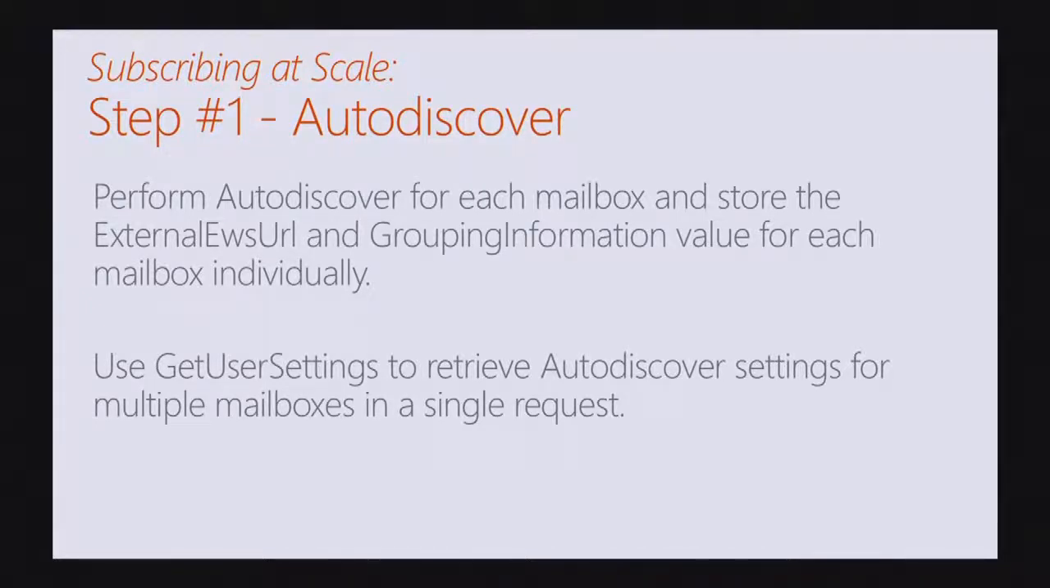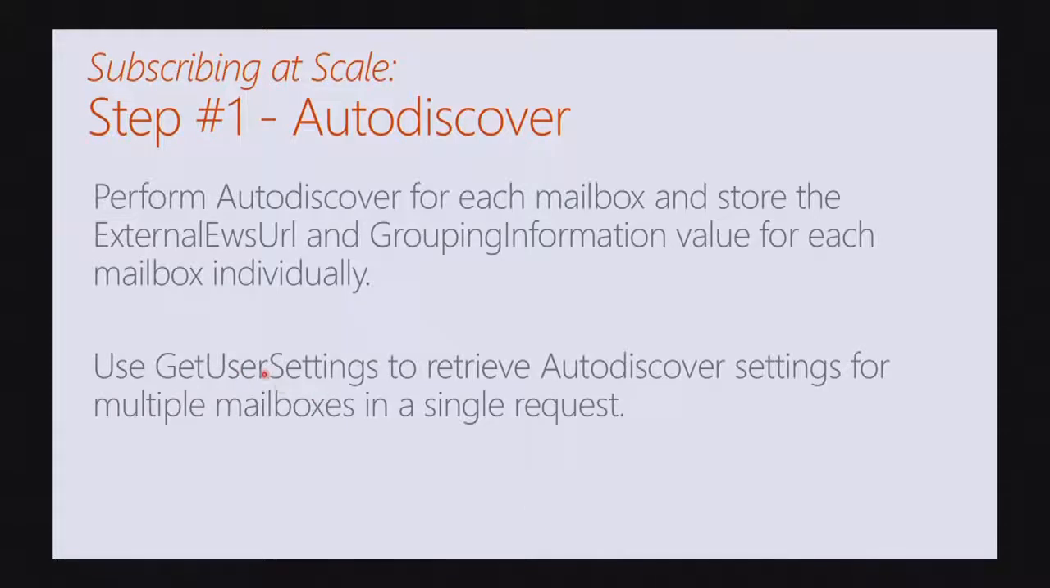They'll have different EWS URLs, obviously, and then the grouping information within those large groupings who are in different sites. So for any given Office 365 tenant, I've got a demo tenant with 25 users in it. I've got about 5 different grouping information values that come back. So I can't put all of those 25 mailboxes into a single get streaming events request. So this is a very important step.